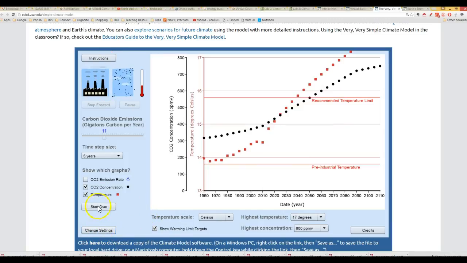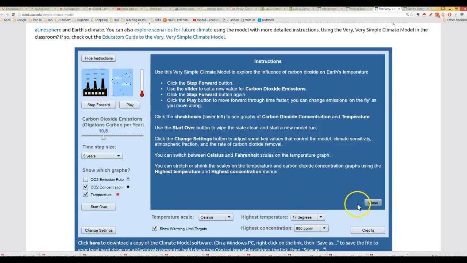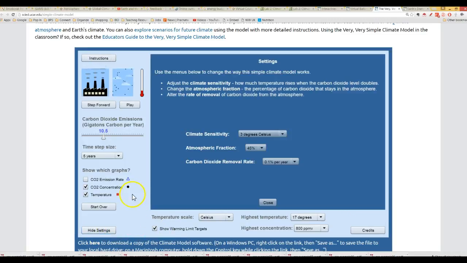Okay, some of the things I'm probably doing now would be to go back and look at the instructions, and I might change the settings on here. I could change this removal of... This would be like how much coral reefs or forests are taking up carbon. So if I increase my forests, maybe that might make a difference to what happens. And I'm not sure, atmospheric fraction.